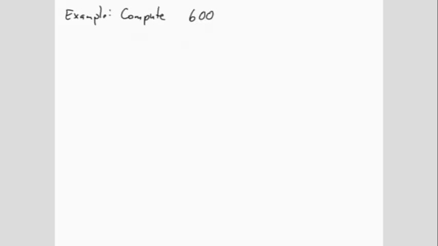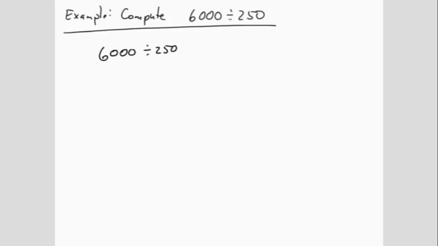Example, compute 6,000 divided by 250. How do you think we should proceed from here? We can work with the number 250, or we can cancel out one of the zeros and work with slightly smaller numbers. 6,000 divided by 250 is equal to 600 divided by 25. Working with the number 25 is not actually much easier than working with the number 250, except that there are fewer zeros floating around the page.